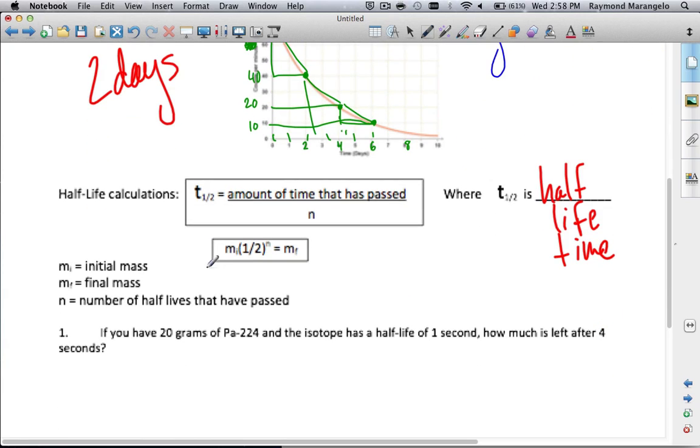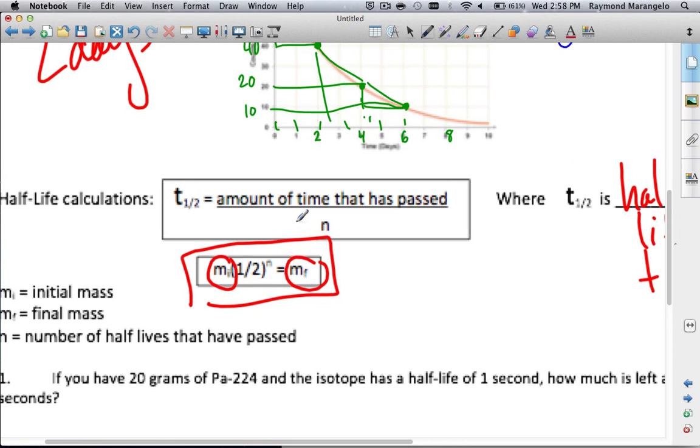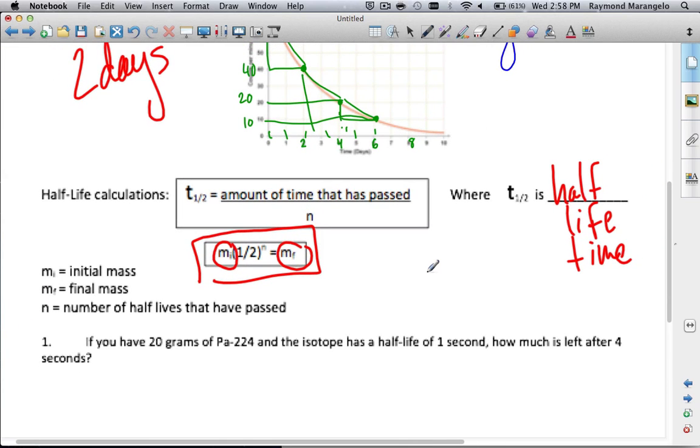Or you can do this calculation, which I showed you up top, which is half raised to the power of n equals what, and then mf is what you're going to have left over, and mi is what you started with. It's initial and that's final. So the mass initial times half raised to a power equals the mass final. All right, so both of these formulas are essentially the same thing. All right, so let's see here. N is the number of half-lives that you passed.